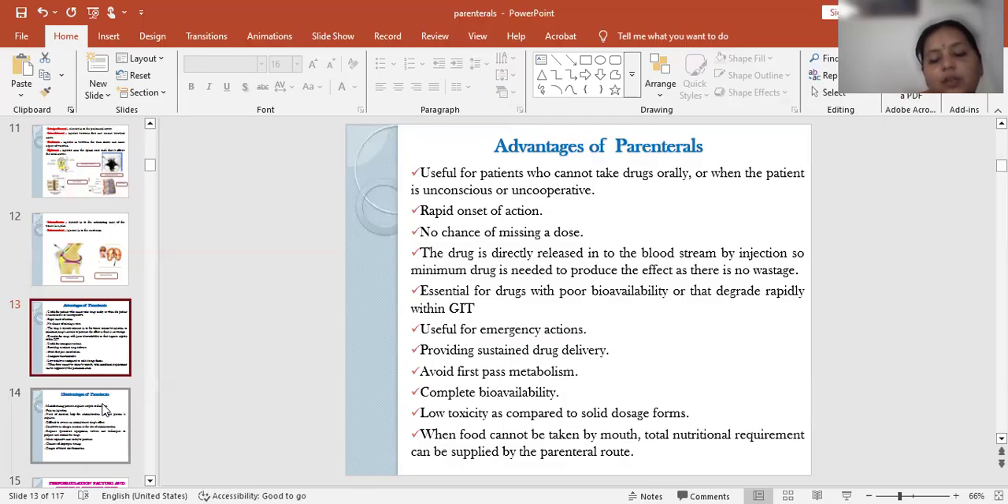So it is essential for drugs with poor bioavailability and that degrade rapidly within the GIT, and useful for emergency actions and providing sustained drug delivery. And it is very helpful to avoid first pass metabolism. And next is complete bioavailability and low toxicity as compared to solid dosage forms. When the patient's food cannot be taken by mouth, total nutritional requirements can be supplied by the parenteral route. So that is also known by another name, parenteral nutrition products.